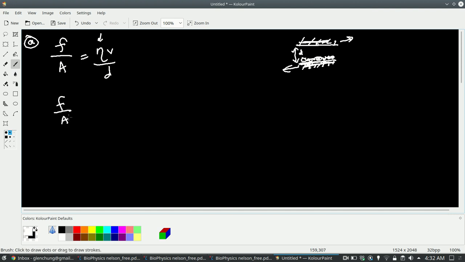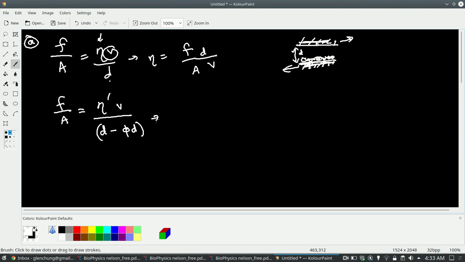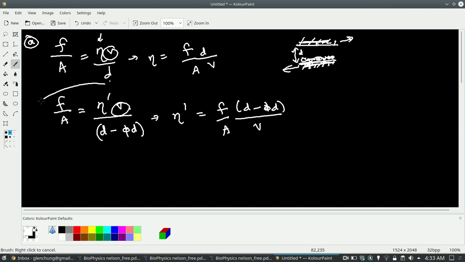Okay, so the new force over area, the viscous force over area, is equal to the new eta, which is just eta, except there's this new d. So the new d is subtracted by phi d, right? Now I'm going to solve this for eta. So eta equals f over a, multiply both sides by d, divide both sides by v. All right, so that is eta. And here I'm going to solve for the new eta, which is f over a, multiply both sides by d minus phi d, and divide both sides by v. Okay, so this is what I have for part A.